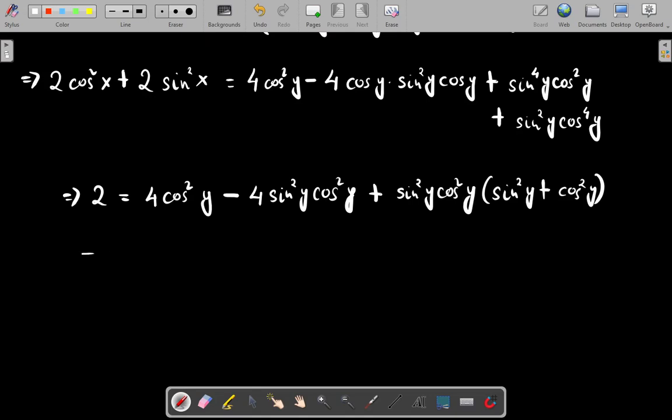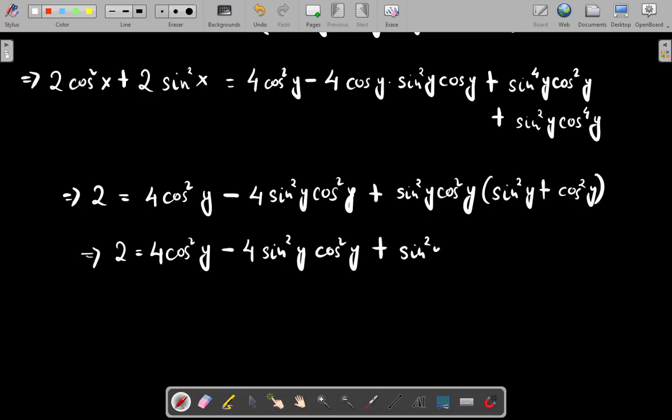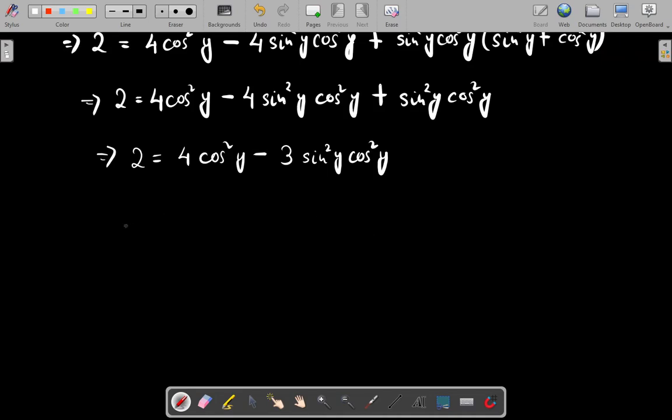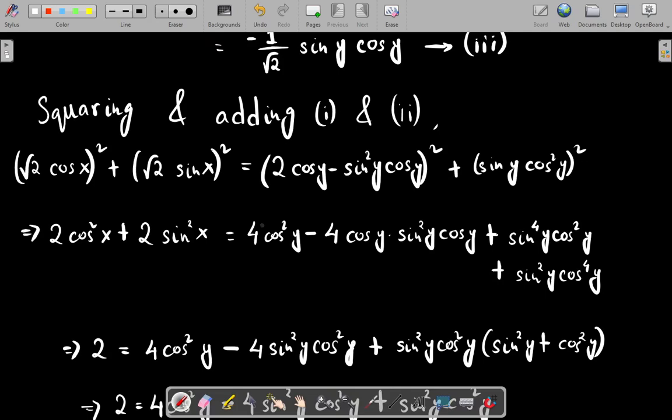Okay, so now this becomes 4 cos square y minus 4 sin square y cos square y times sin square y plus cos square y, and this term becomes 1, right? So it's sin square y cos square y, and this can be further changed to 4 cos square y minus 3, this is 4 minus 1, right? So minus 3 sin square y cos square y. Okay, so let us now change this equation in terms of only cos square.